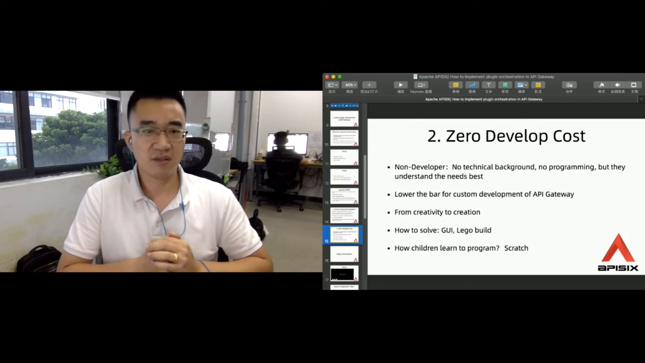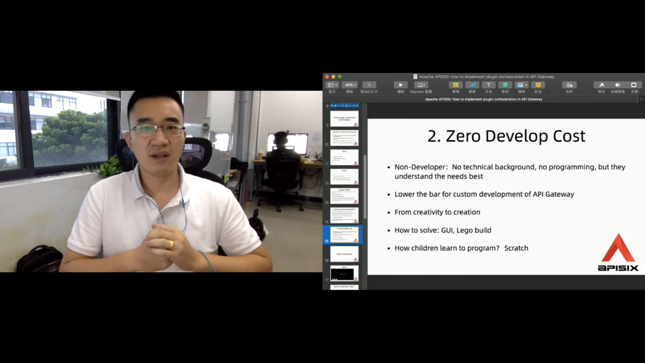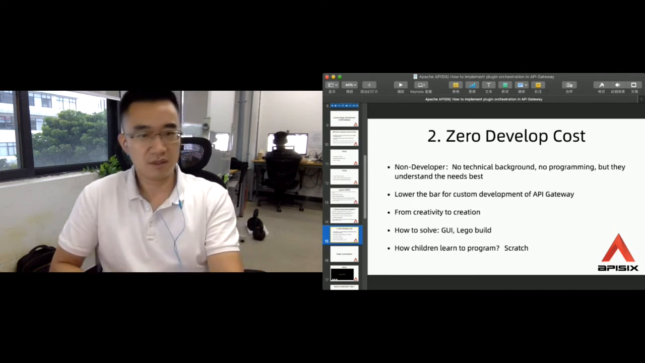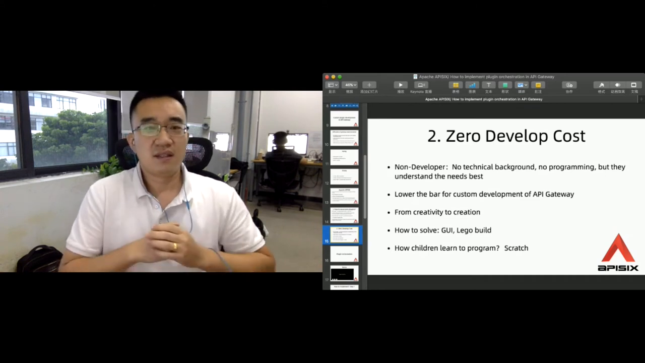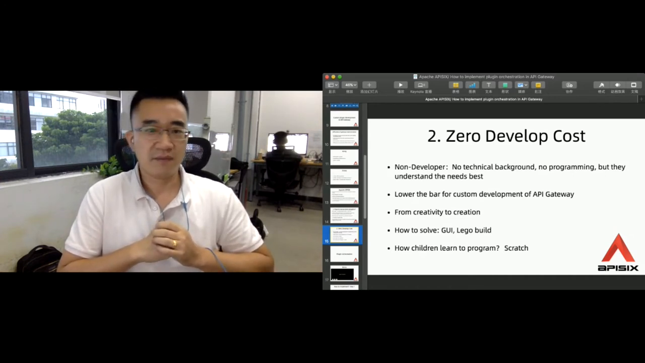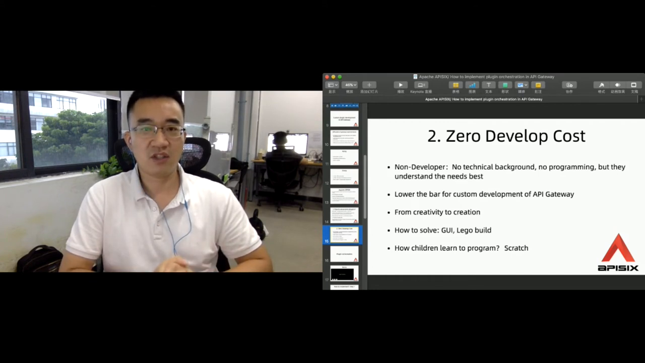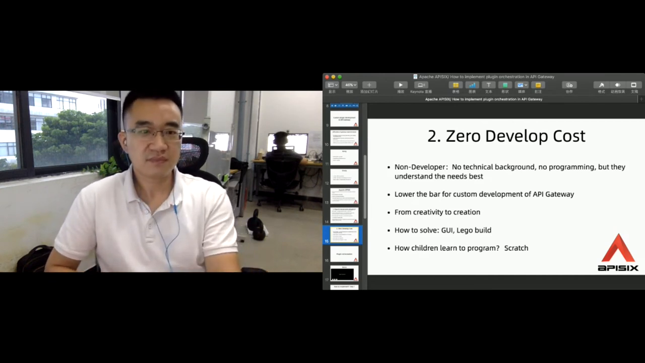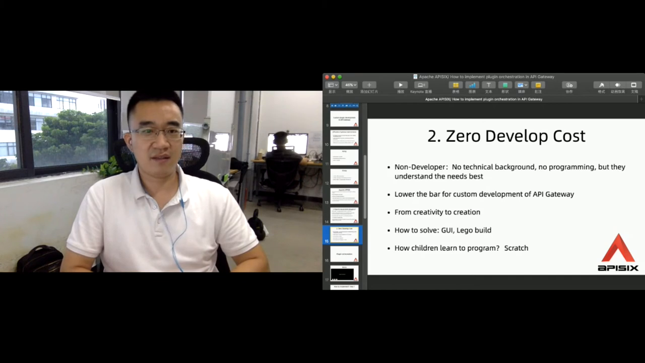In fact, we can jump out of the technical thinking and look at how other industries solved this problem. For example, the process engine of the medical industry is built in a GUI way, because the users in the medical industry are doctors. Then the goal of building blocks for children is the same: you can use a limited number of building blocks to build an unlimited number of possible shapes. So let me put the GUI and the Lego ideas together. Then we can see that it is actually Scratch, with which children learn programming. So the bar will be very low.